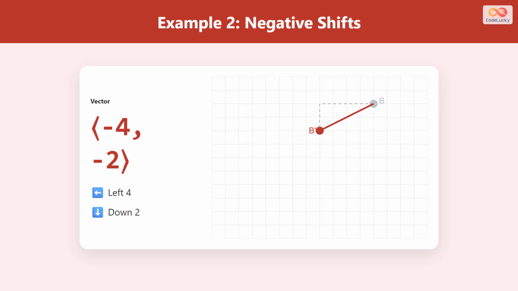Now let's see a negative example. Our vector is ⟨-4, -2⟩. The -4 tells us to move 4 units to the left. The -2 tells us to move 2 units down. We slide from point B to point B prime following this path.